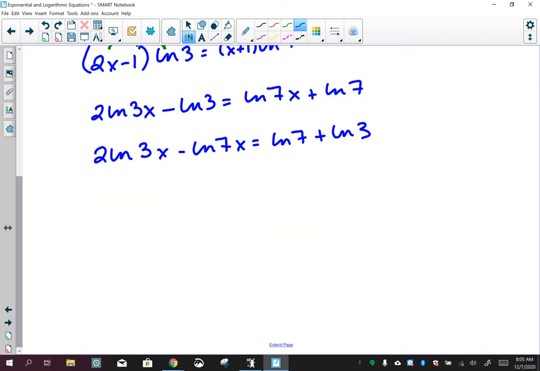Now, what you need to notice is, this makes a little bit more sense because they have an x in common. So I'm going to pull out that x. This leaves me with 2 natural log of 3 minus the natural log of 7. I keep my other side as is.